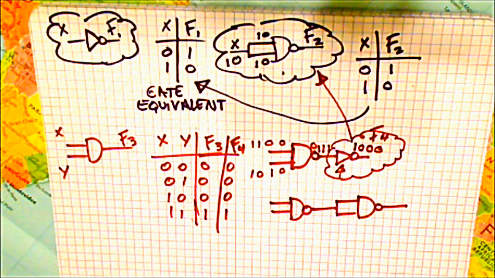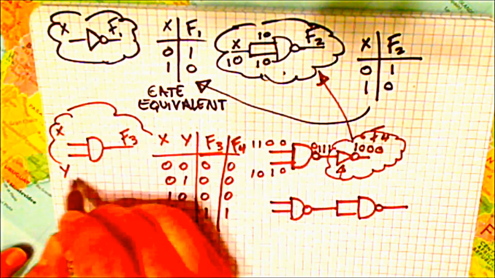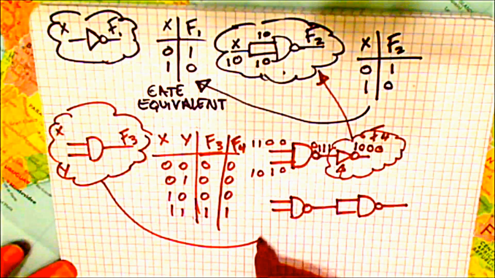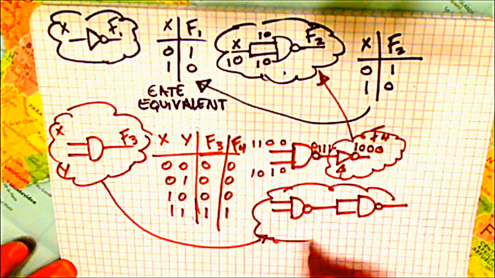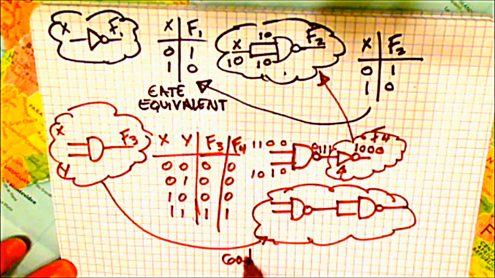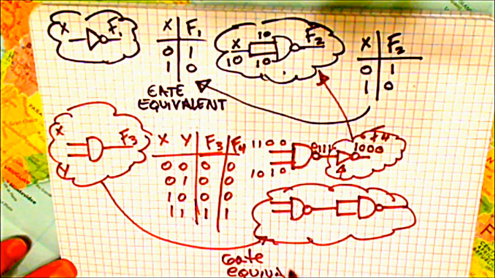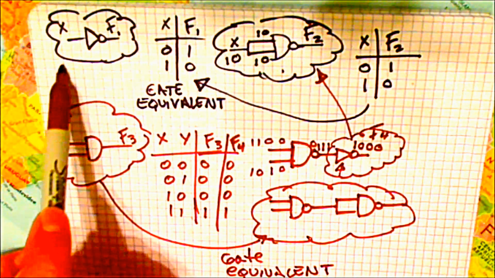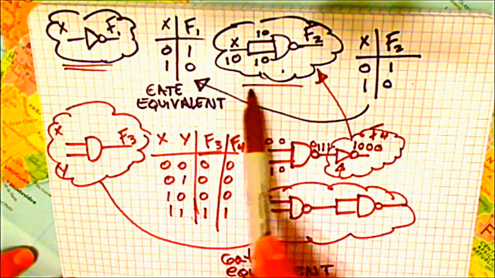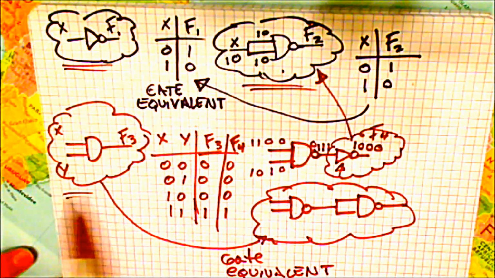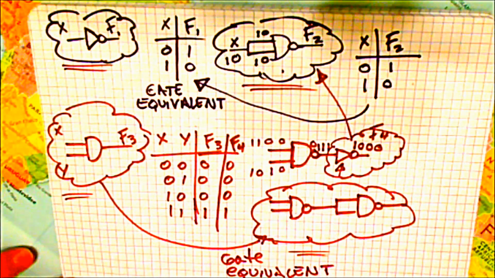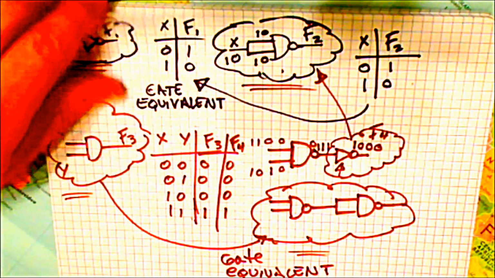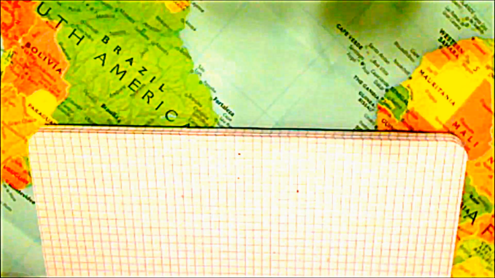So we say then that this and this are gate equivalent. So far we have replaced an inverter with its NAND gate equivalent, and we had replaced the AND gate with its NAND gate equivalent. The last one we have is the OR gate, which is a little bit more complex.